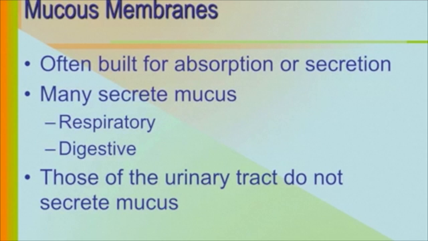So mucous membranes are often built for absorption or secretion. Many of these will secrete mucus. The respiratory and digestive areas are examples of mucous membranes that actually secrete mucus. However, those of the urinary tract do not secrete mucus. So you've got a problem if you've got mucus coming out from the urinary tract. So you might want to go see a doctor. Don't ask me about it.